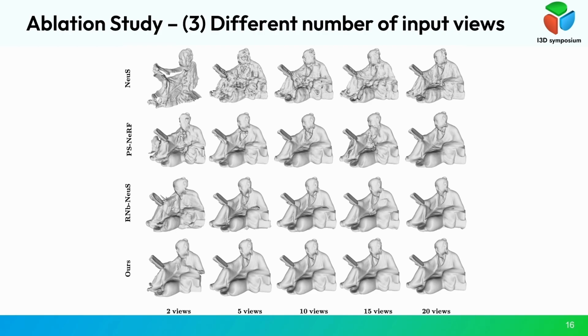Here we see that even when we have as few as 2 input views, which are the front view and the back view of the given input scene, our method has very good reconstruction quality, while other methods like NeuS, PSNeRF, RNB-NeuS see their reconstruction quality degrade when we have as few as 2 views. And this trend continues as we make the number of input views denser.